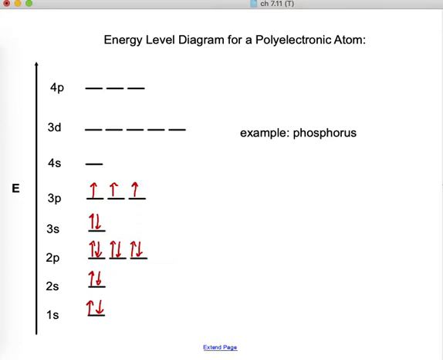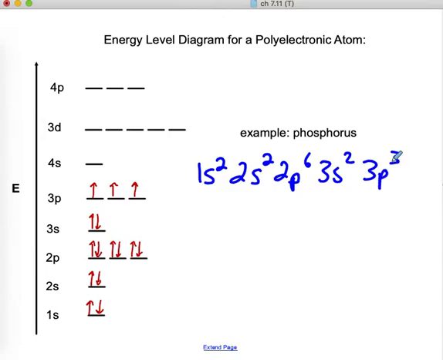Now, to describe that by writing an electron configuration, I would simply list those sublevels and then specify with a superscript how many electrons are in each sublevel. So the electron configuration would be 1s2, 2s2, 2p6, 3s2, 3p3.